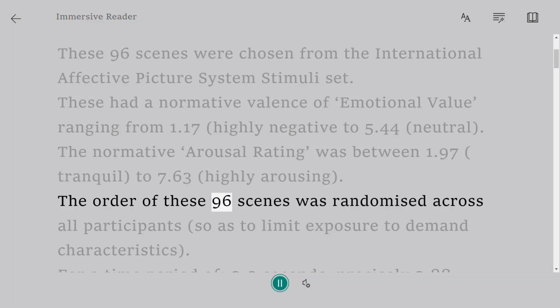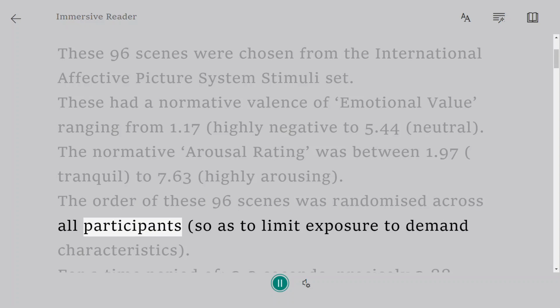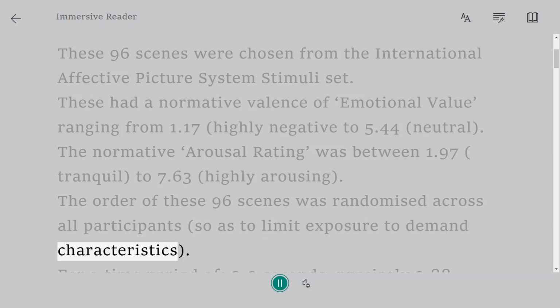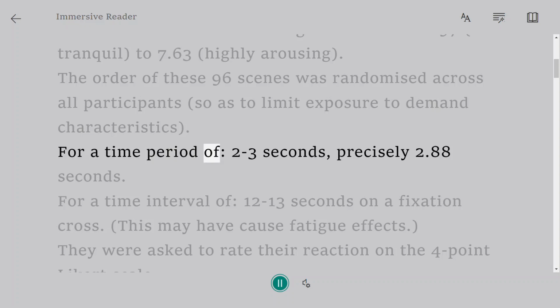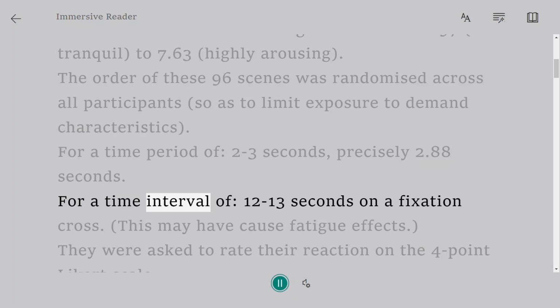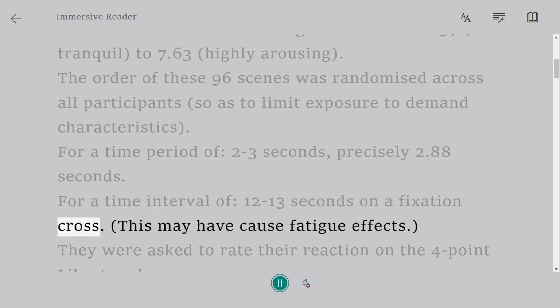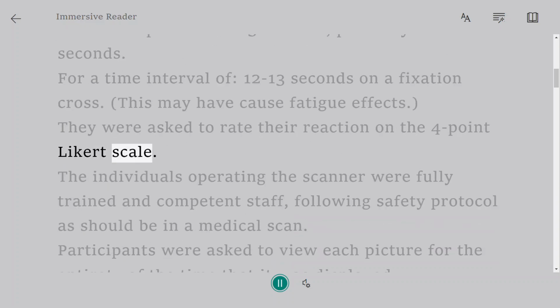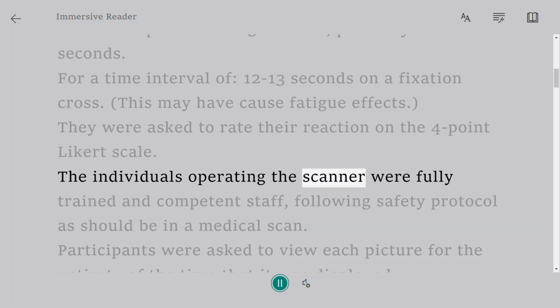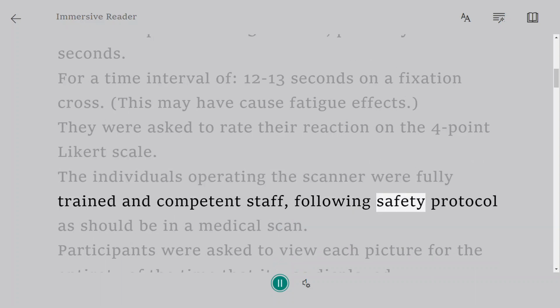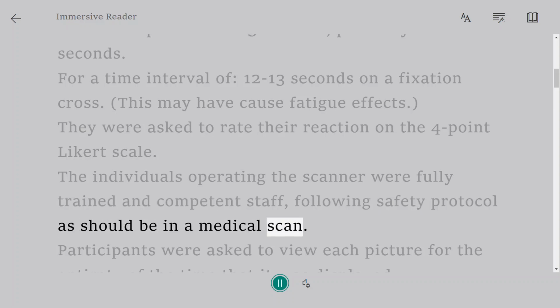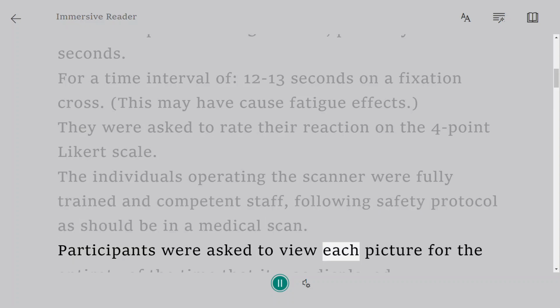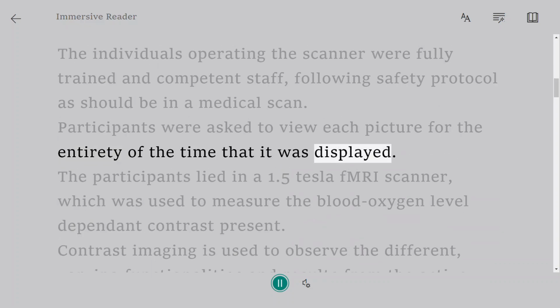The order of these 96 scenes was randomized across all participants, so as to limit exposure to demand characteristics. Each scene was shown for a time period of 2 to 3 seconds, precisely 2.88 seconds, followed by a time interval of 12 to 13 seconds on a fixation cross. This may have caused fatigue effects. They were asked to rate their reaction on the 4-point Likert scale. The individuals operating the scanner were fully trained and competent staff, following safety protocol as should be in a medical scan. Participants were asked to view each picture for the entirety of the time that it was displayed.